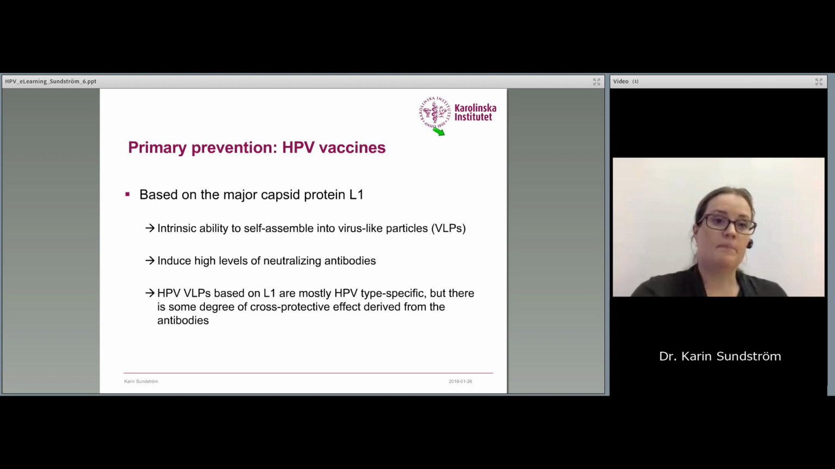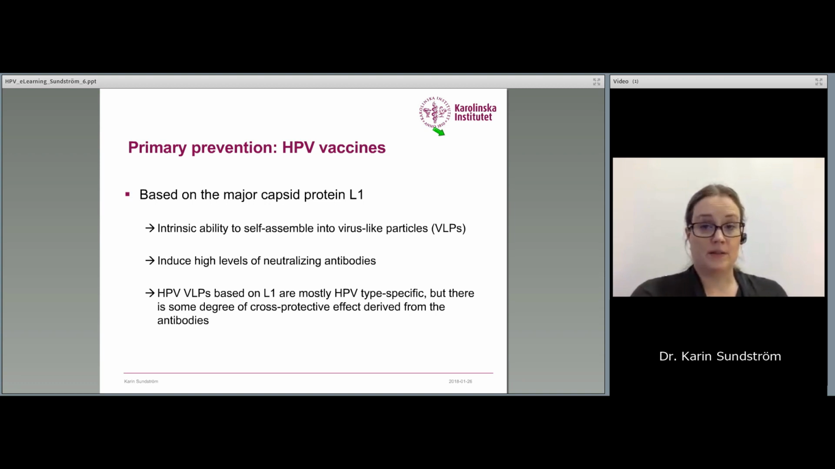Vaccines were developed in the last decades, and they are based on the major HPV capsid protein L1. This means that the L1 product has an intrinsic ability to self-assemble into so-called virus-like particles, or VLPs. And these VLPs are empty virus shells without any infectious or oncogenic capacity, but with a very strong ability to induce high levels of neutralizing antibodies. That is a strong immune response. So that the next time the body encounters a real HPV infection, the immune response is ready to kick in and prevent it from taking hold.